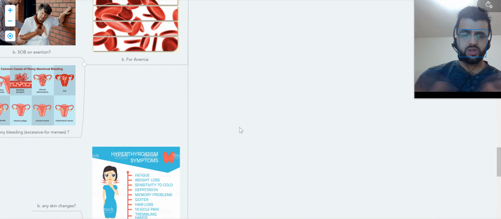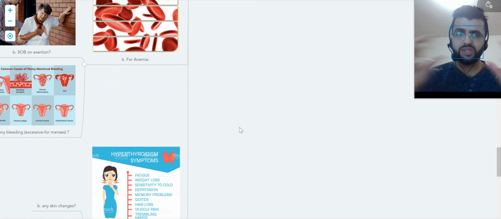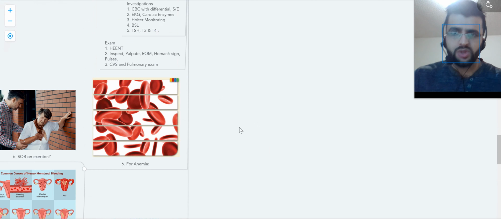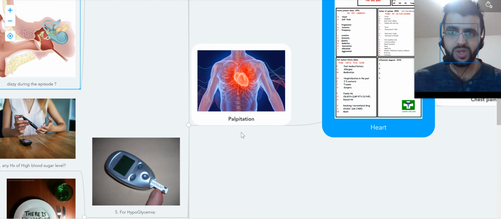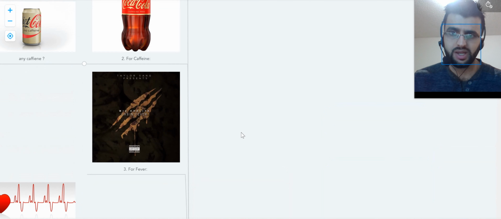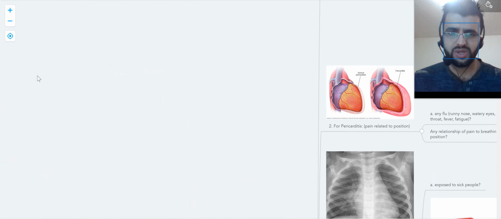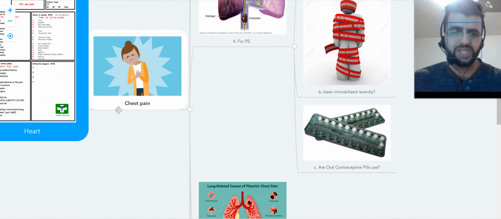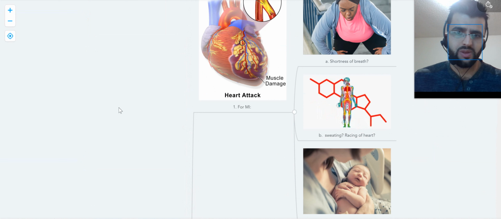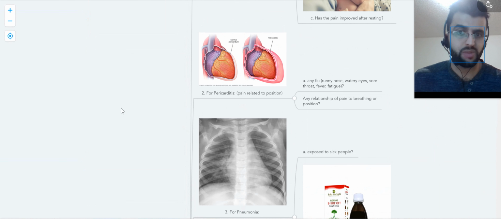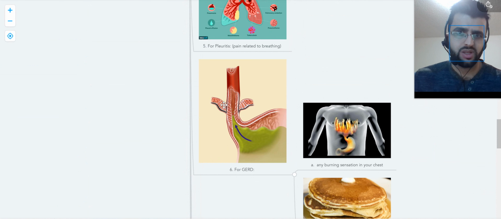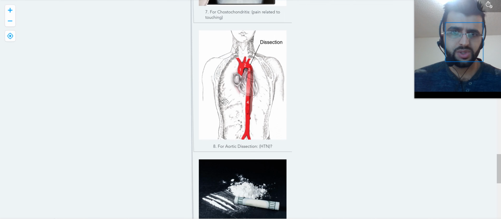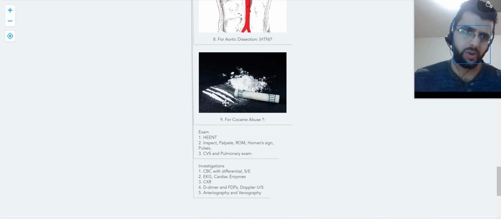So in summary, when you have a chief complaint, you gotta know the differentials and you gotta know questions about each differential based on your medical knowledge. So a quick recap for palpitation differentials: hyperthyroidism, anemia, hypoglycemia, anxiety, panic attack, fever, caffeine, cardiac arrhythmia. For chest pain, the differentials are heart attack, MI, pericarditis, pneumonia, PE, pleuritis, GERD, costochondritis, aortic dissection, and cocaine abuse.